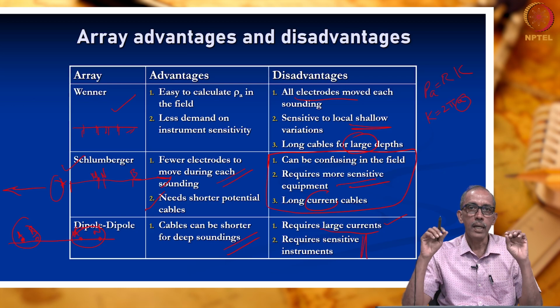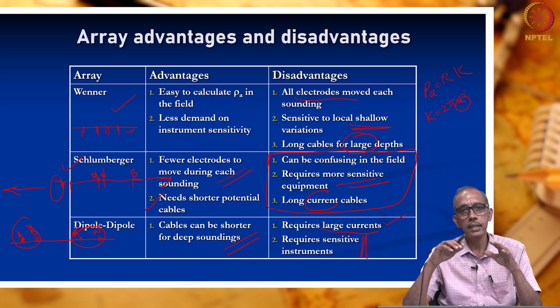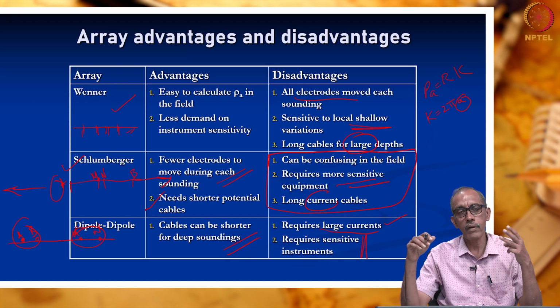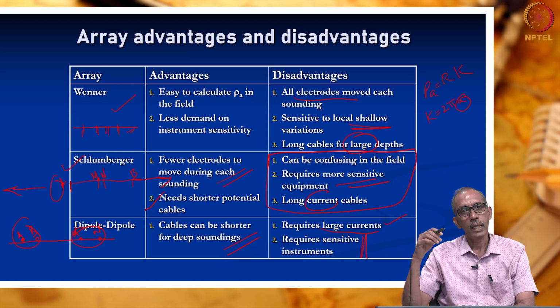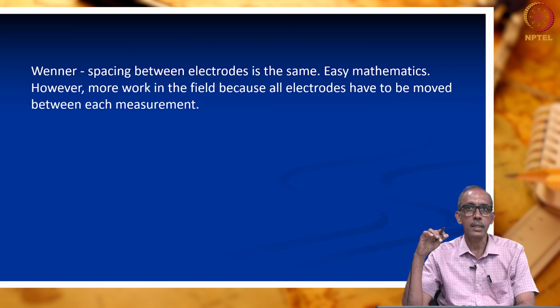So, this table has given us an idea about the advantages as well as disadvantages of 3 important electrode configurations that are often used in electrical resistivity investigation. Right. Now, let us quickly again run through the different methods very briefly, different electrode arrangement methods.